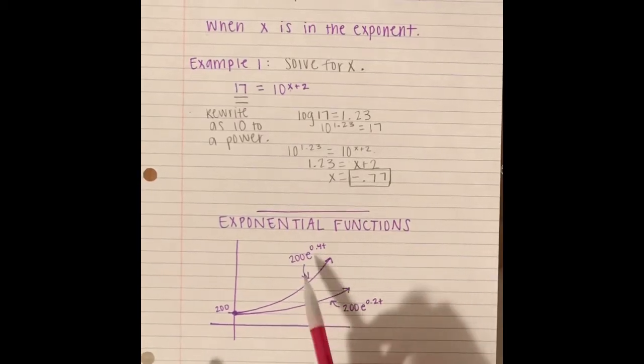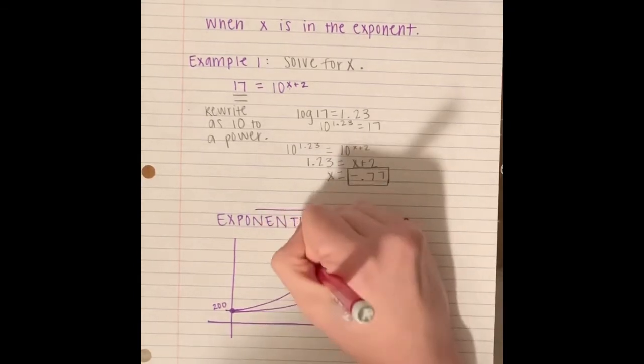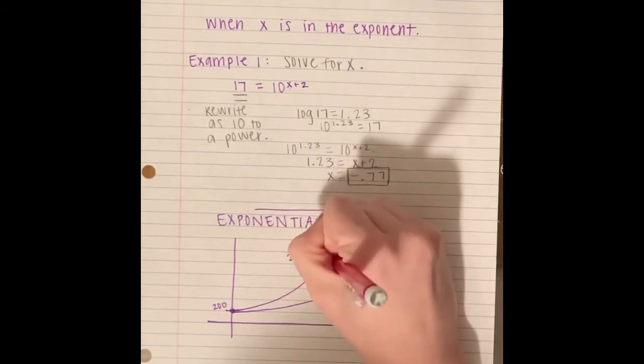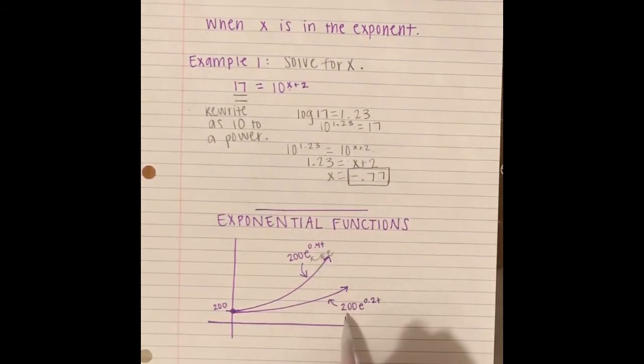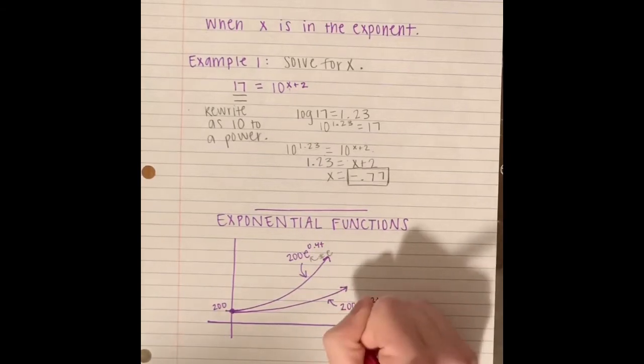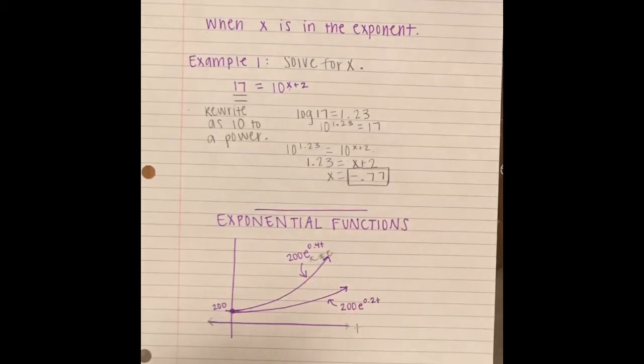Here are the two equations of these functions. 200e to the 0.4t, notice how the variable is in the exponent. E in this case is going to be the number e. So that's not a variable, that's an actual number. T is our variable. And then this one is 200e to the 0.2t. So instead of x, for exponential functions, our x-axis is going to be time, t. And then our y-axis is going to be whatever value we're looking for.